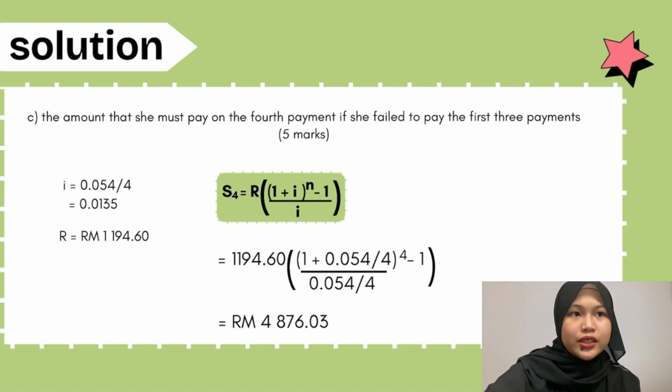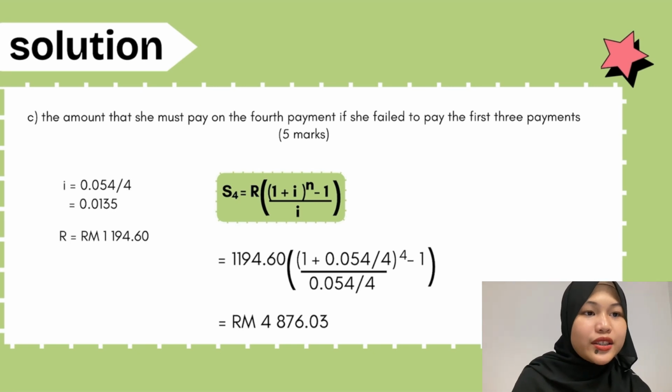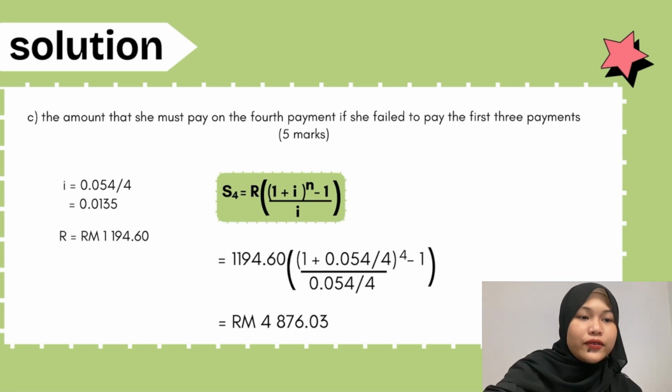The formula is S4 equals R times open bracket 1 plus I power 4 minus 1 close bracket, all divided by I. Then, we substitute the values. Finally, after calculating, the total amount she must pay on the fourth payment is 4,876 ringgit 3 cents.